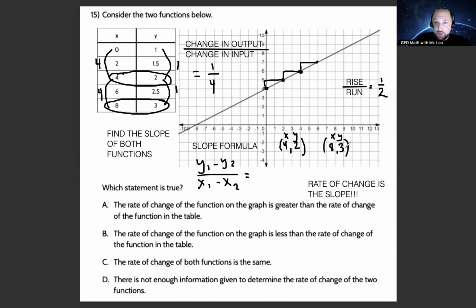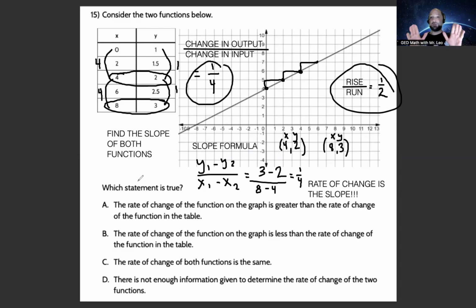So I'm going to start with this y value that's larger. It's a little easier. So I'm going to do 3 minus 2, y minus y, over x minus x, 8 minus 4. And I get 1 over 4. Okay, that's what we wanted to see. It confirms it. So, looks like the graph is 1/2 and the table is 1/4.